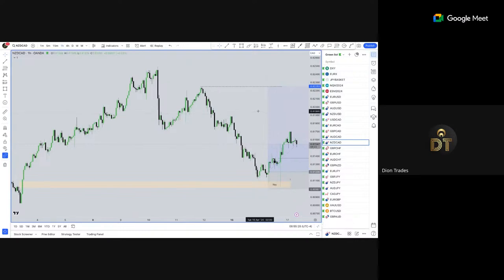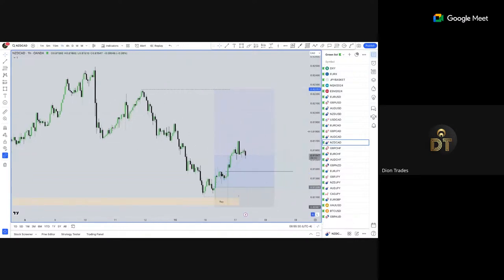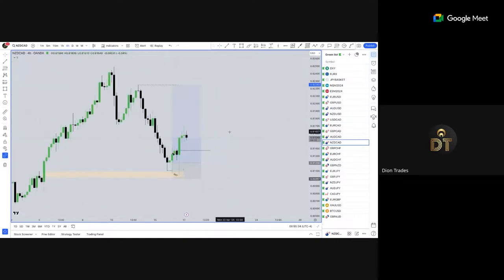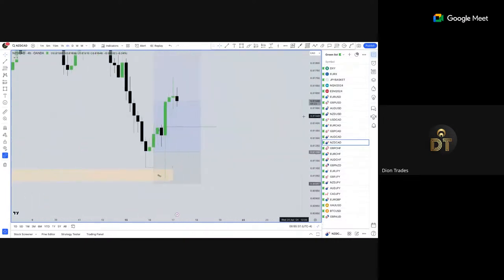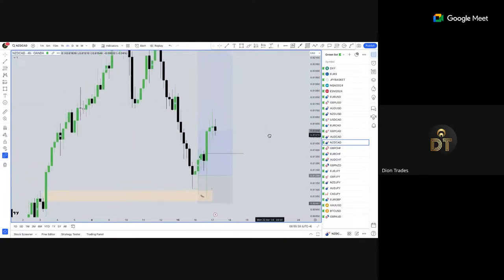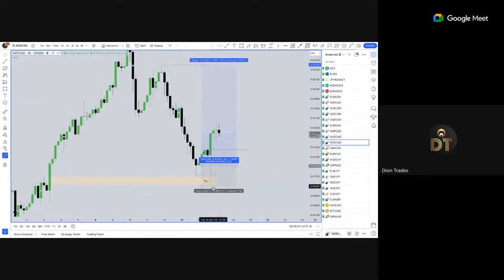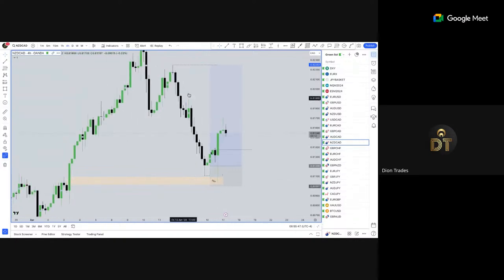Let's see how the cat pairs are performing. We are a few minutes before a new 4-hour candle is starting. What I'm expecting for this pair: I've been in this trade since yesterday, and I'm still in, even though the CPI from NZD almost took me out.